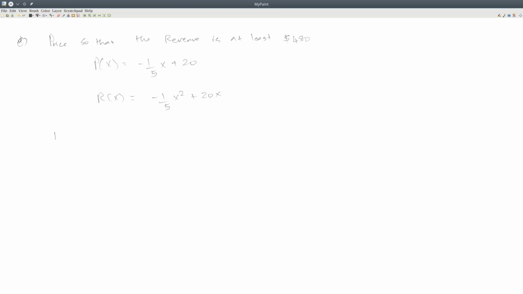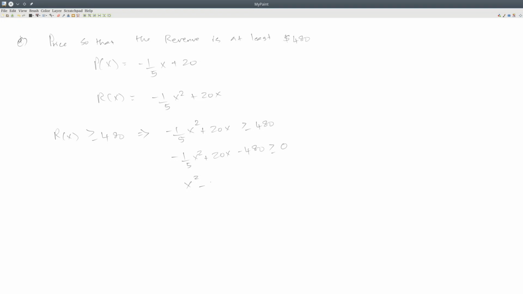So we would like the revenue function to be greater than or equal to 480, which would mean negative 1 over 5 x squared plus 20x must be greater than or equal to 480. So negative 1 over 5 x squared plus 20x minus 480 has to be greater than or equal to 0. Multiply by negative 1 over 5 on both sides, or multiply by negative 5 on both sides.